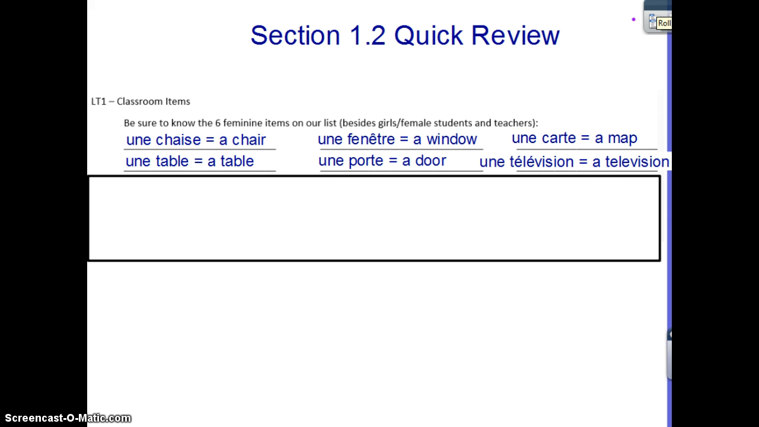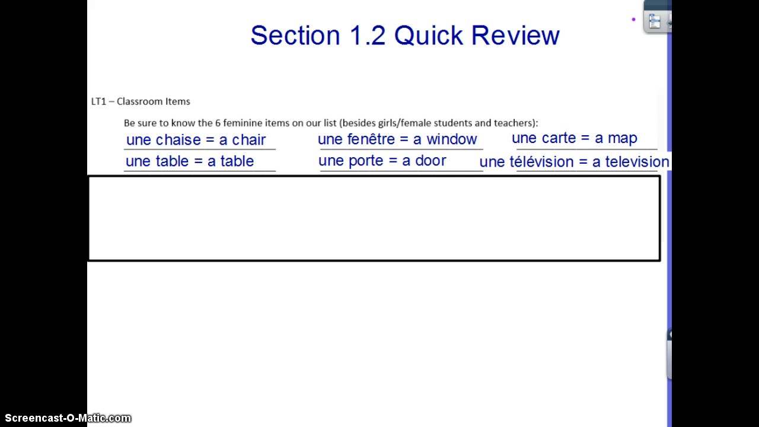So just as a quick review, the first learning target we had was being able to use and understand classroom items. I know you already have a list of all of our classroom items, so that's not anything I need you to do. But one thing that I like to point out is there are actually only 6 items on our list that are feminine, besides the word for girl or a female student or a female teacher, which is pretty obvious that it's feminine. It's a girl or a female person, that's a feminine word, and by contrast, if it's a boy or a male person, then that's a masculine word.